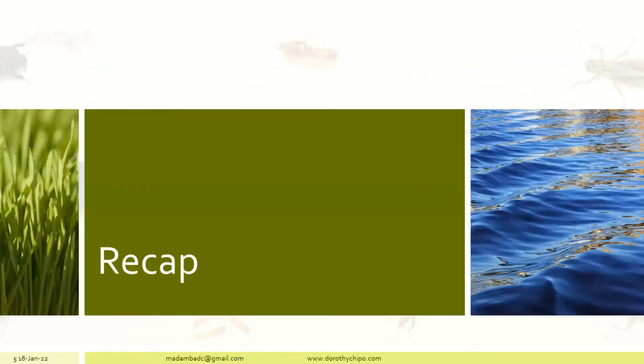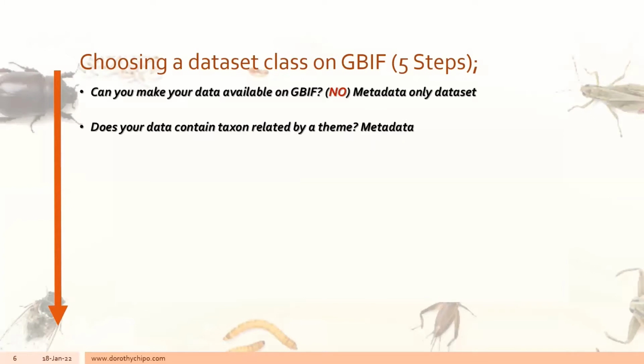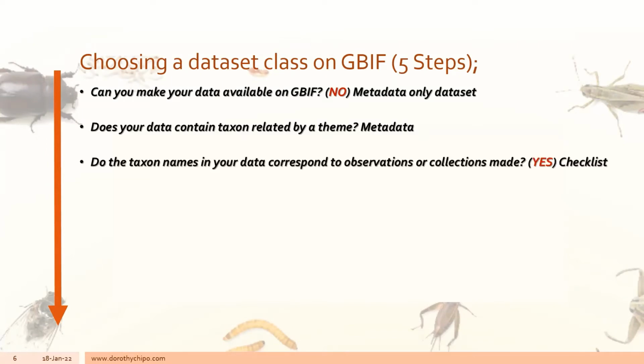So, a quick recap from the previous talk. We talked about five steps in choosing which data class your data falls into. If you cannot make your data available in GBIF, or if your data does not contain a taxon related by theme, then you will go for a metadata-only data set. If it does, then you ask the next question: do these taxon names correspond to an observation or a collection? If they do, then you're already eligible for a checklist data set.